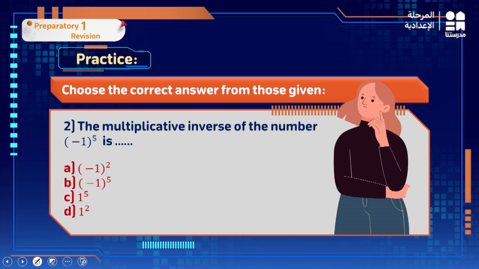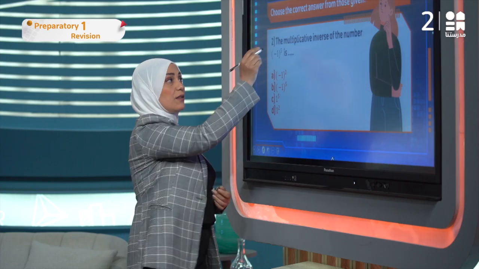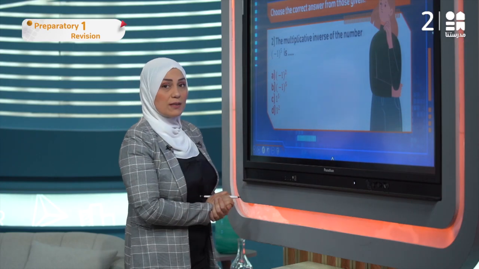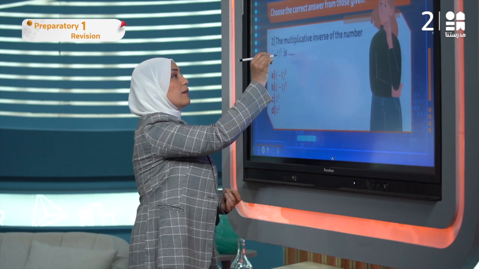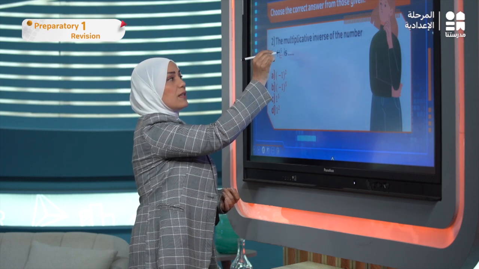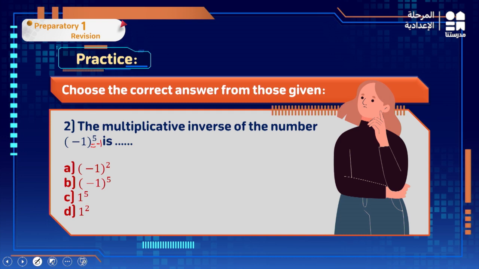Number 2, the multiplicative inverse of this number, which is negative 1 over 5. Here we have negative sign, and the power or the exponent is odd number. So the negative 1 to the power of 5 is negative 1. And the multiplicative inverse, we have to flip the fraction. This negative 1 is over 1. When I flip it, it will be the same. It will be negative 1. So the answer will be negative 1 to the power of 5, because negative 1 to the power of 5 is negative 1.